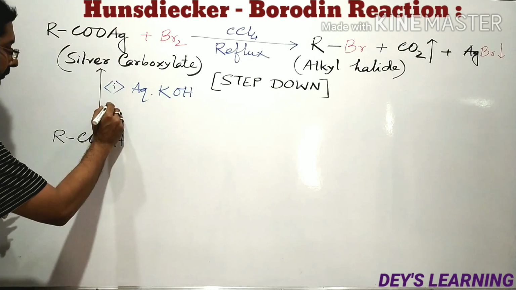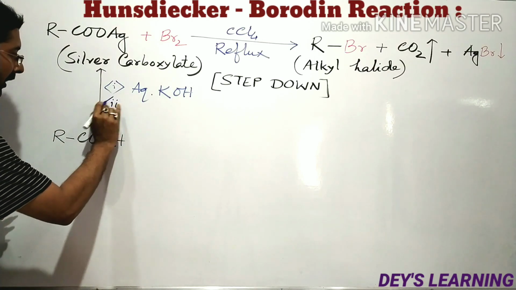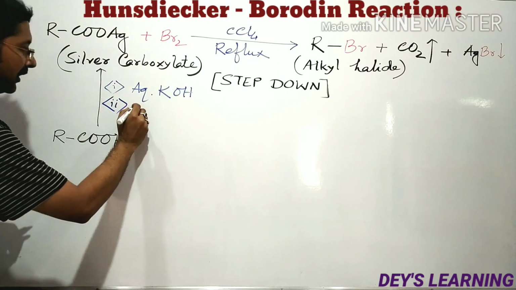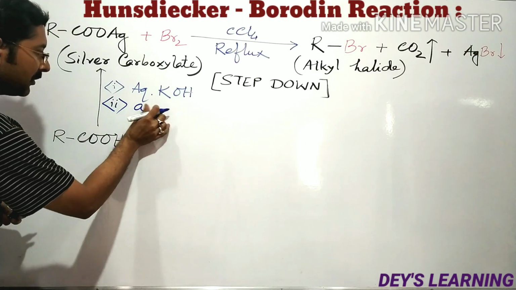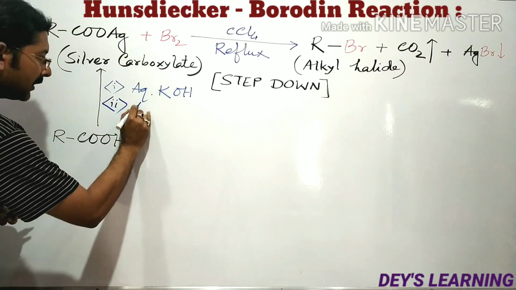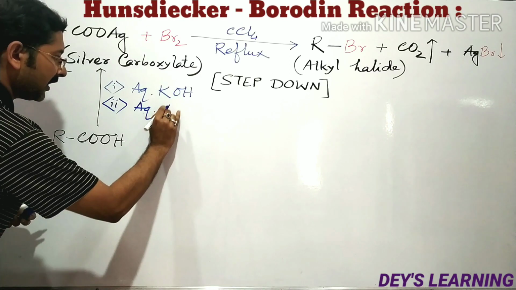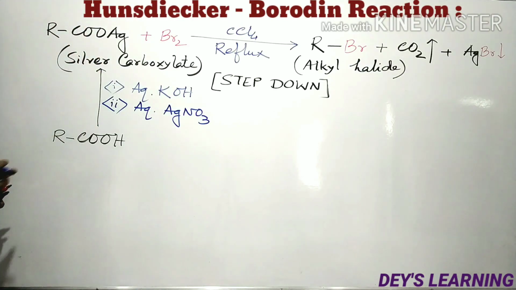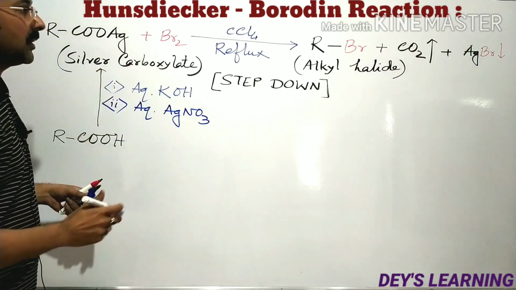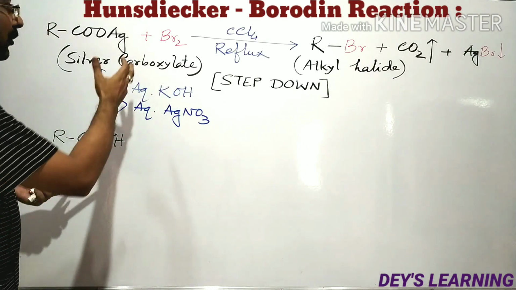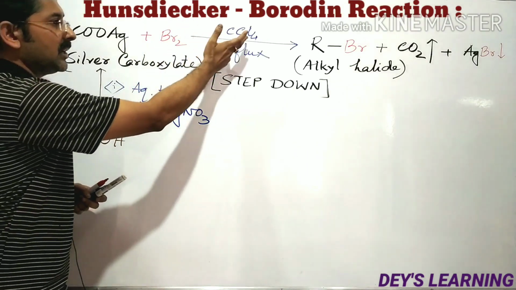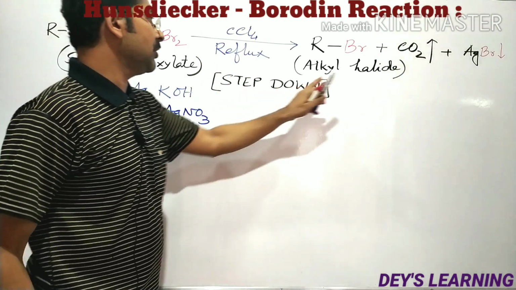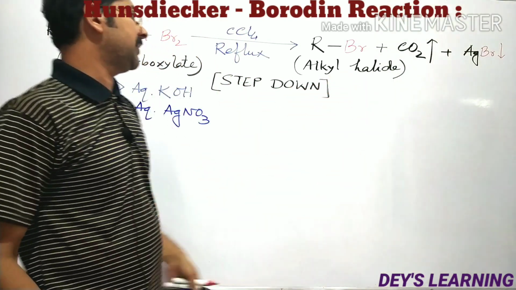And secondly, if we treat it with aqueous silver nitrate solution, you will get the silver carboxylate, and this silver carboxylate on reaction with bromine in carbon tetrachloride medium gives you the alkyl halide or alkyl bromide.